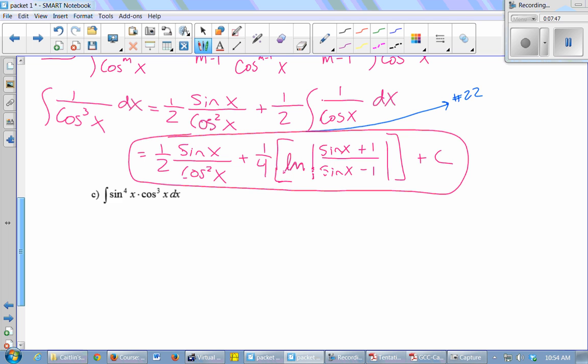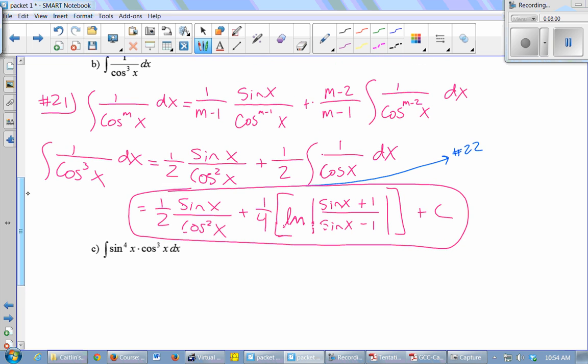So I do apply 2 formulas from the table to get this one. The first one was 21. And then I used 22 later on.